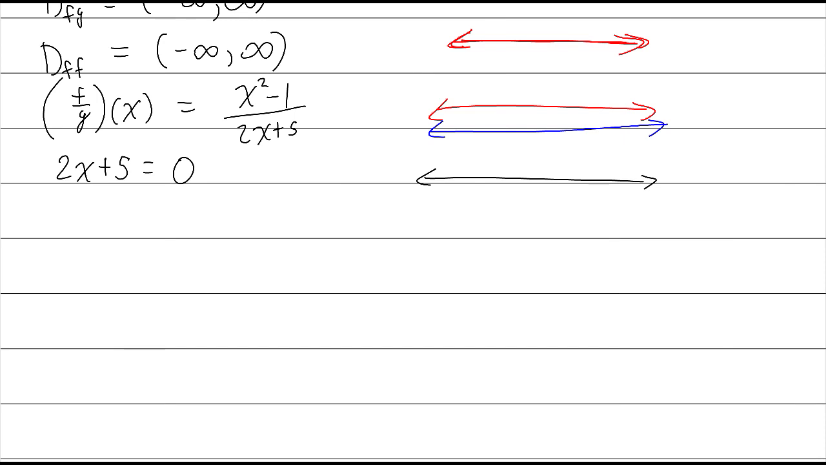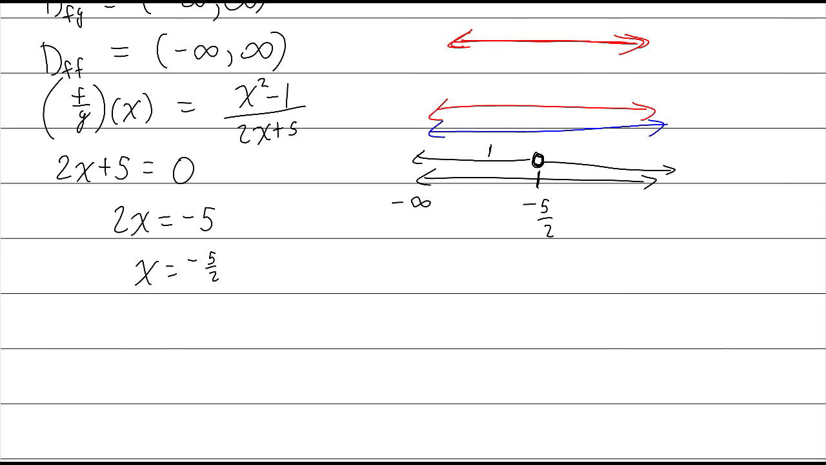Okay, well, what is that restriction? Negative 5 over 2 is my restriction here. So there's a hole in the domain there. It breaks my domain into 2 segments. The first segment spans from negative infinity up until negative 5 over 2. The second segment spans from negative 5 over 2 to infinity, union in between. So that's the domain of f over g.